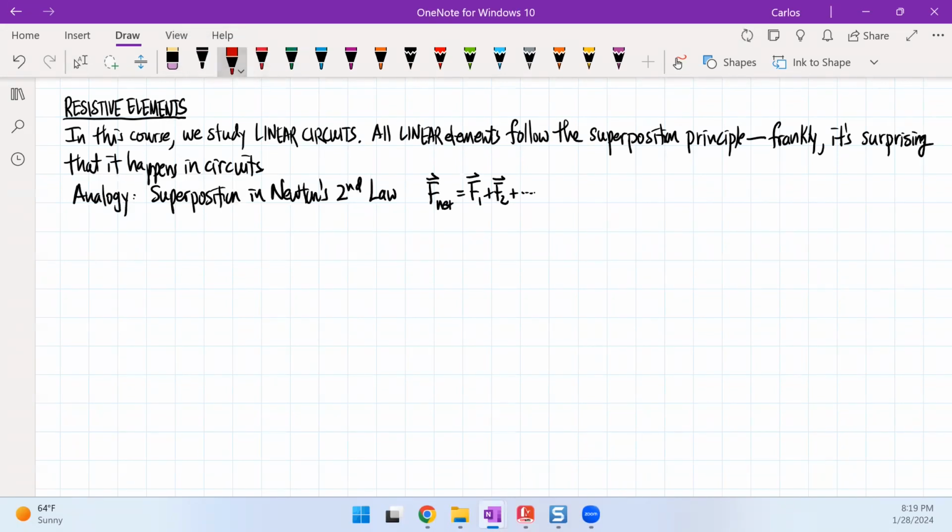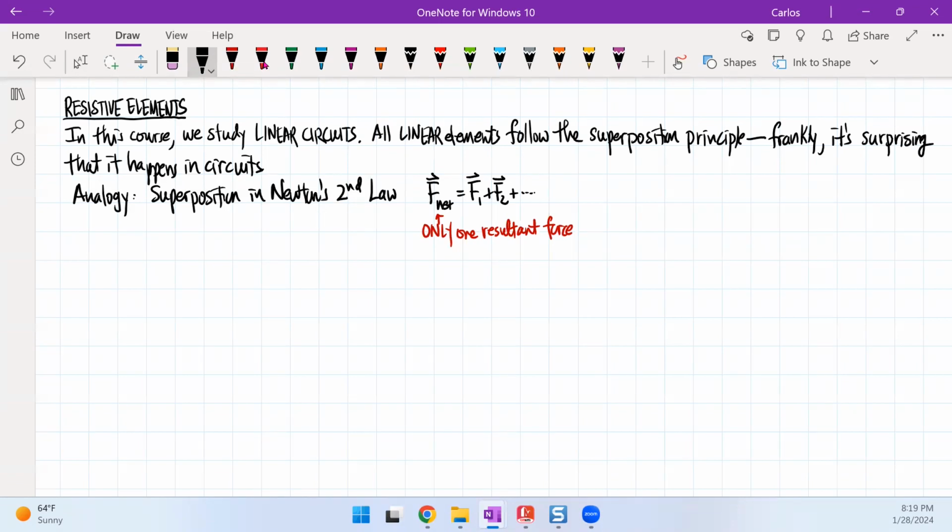But this tells us that there's only one resultant force. Even though there are many forces acting on this, there's only one resultant force. And by the way, electric fields also follow superposition. Nature is not that way at the atomic level, but it is at the classical level.